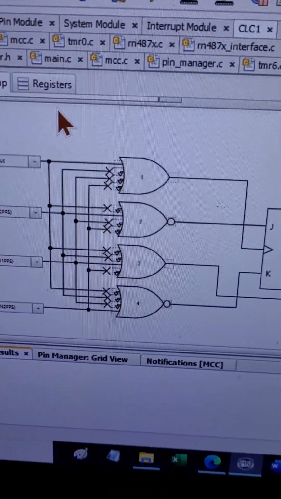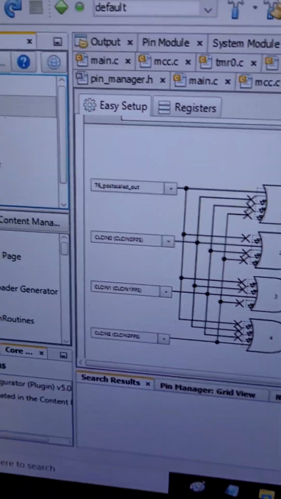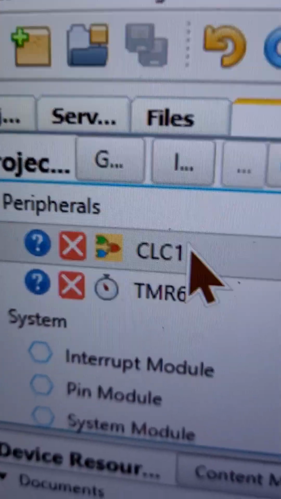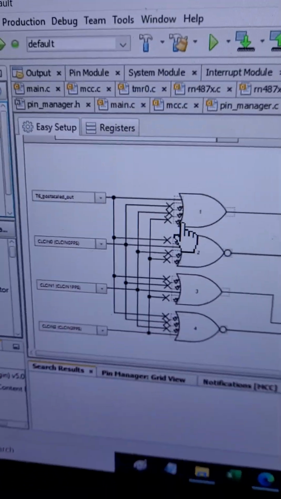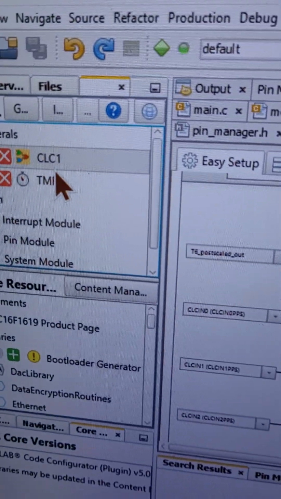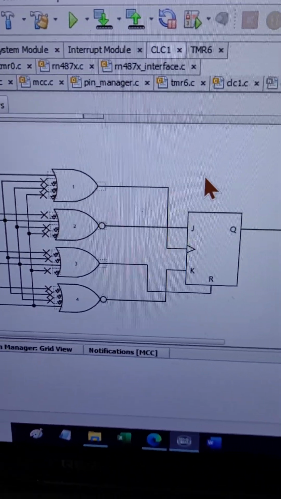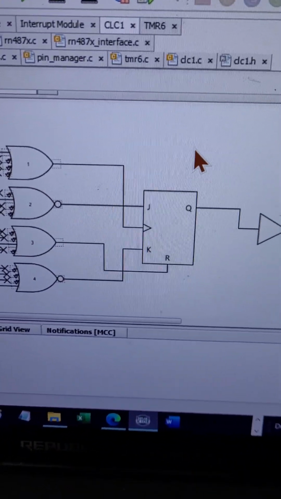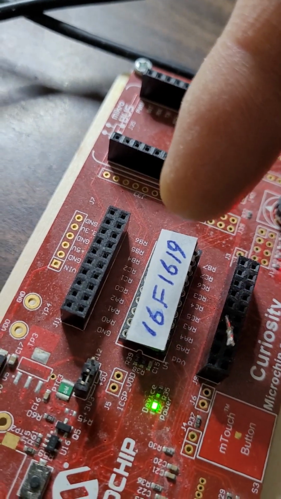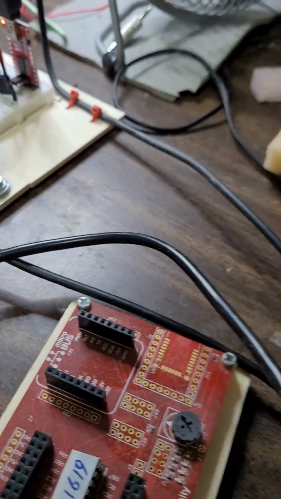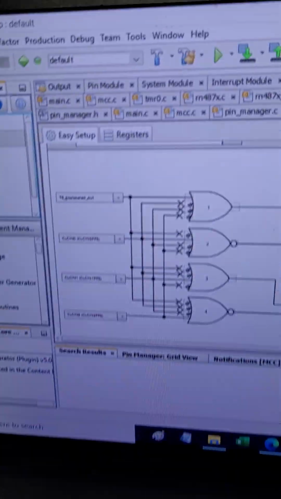Hello, everybody, and today we will talk about what's called configurable logic cells, CLC, by Microchip. Configurable logic cells is an amazing feature which many companies, such as Microchip, have implemented within their microcontrollers. This one here, for example, is the PIC16F1619, and some other microcontrollers as well. They do include this feature.